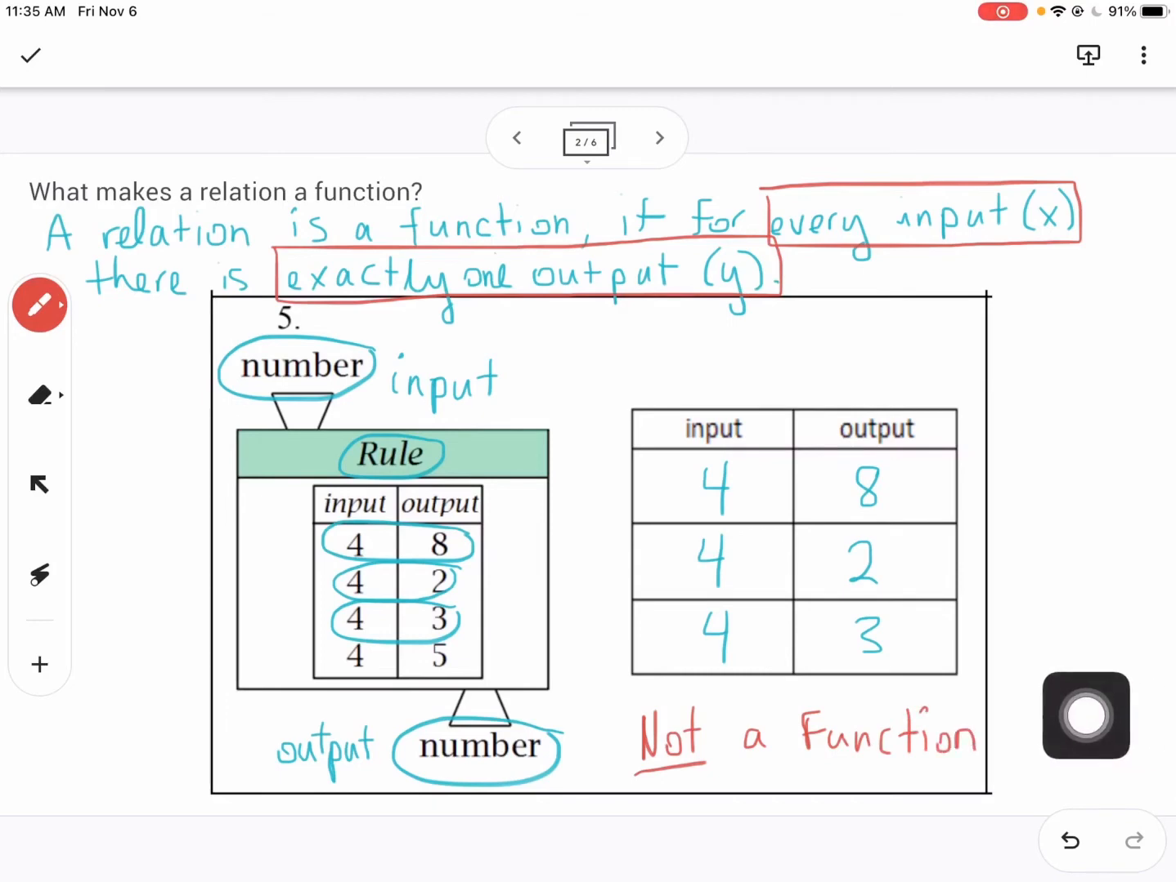So one way to tell if something is a function or not using a table is to check for a repeating input and make sure that every time you're getting the same output. For example, if this was actually 8 and 8, every time I input 4, I get 8. That would be an example of something that is a function. But this one is not a function.